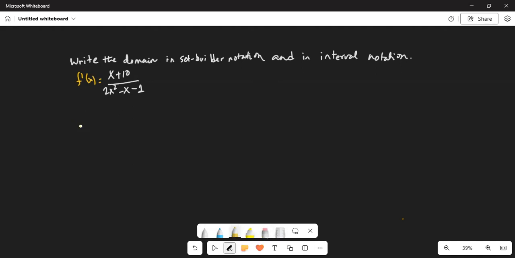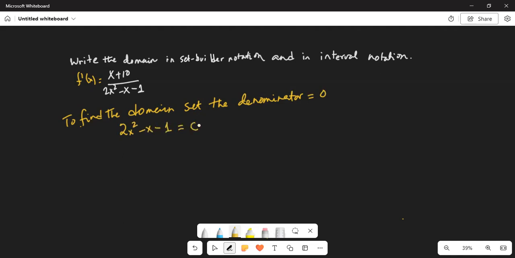In order to find the domain, set the denominator equal to 0. So 2x squared minus x minus 1 equal to 0. Now we have to factor this quadratic equation.